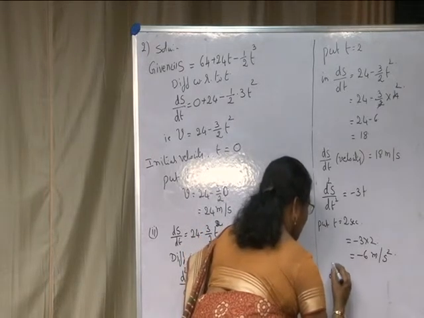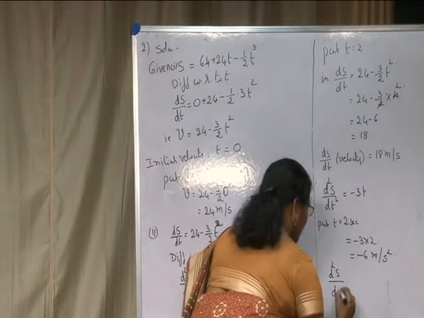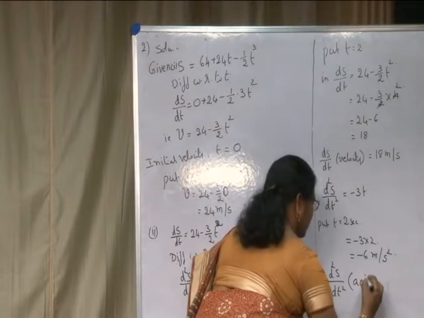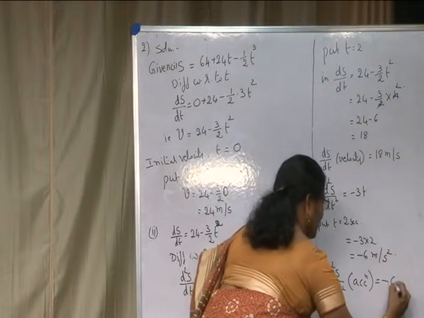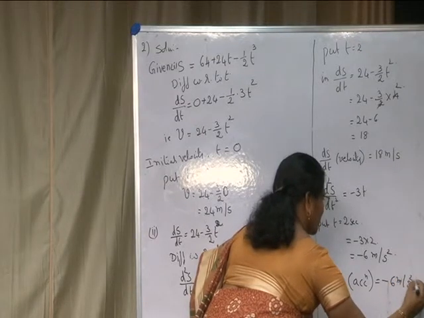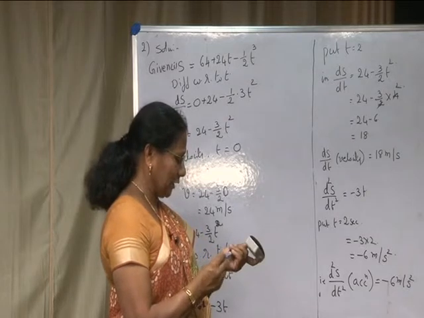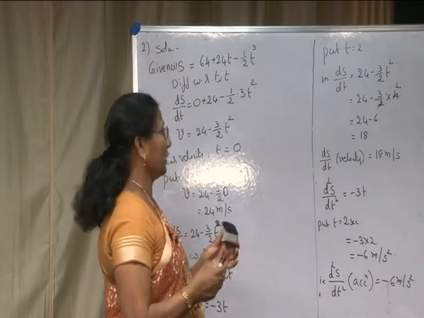d squared s by dt squared, acceleration is equal to minus 6 meter per second square. This is the second bit. Find the velocity and the acceleration after 2 seconds.